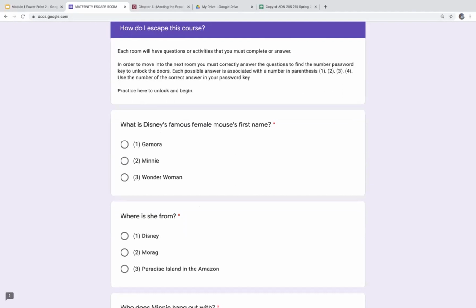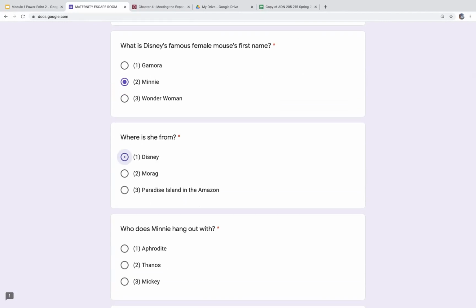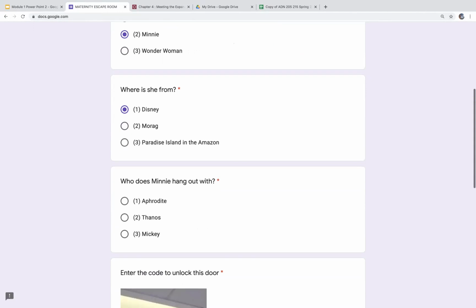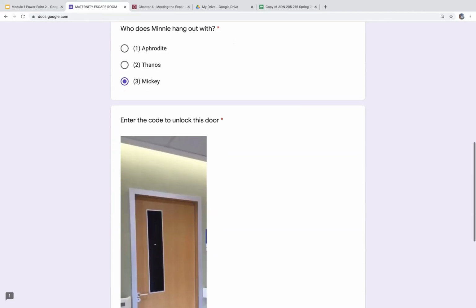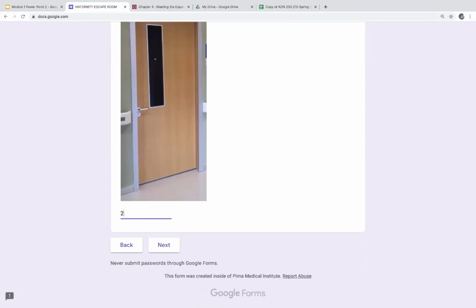Write down your answers. So if you're going to do these again in groups as well, write down your answers. What is Disney's famous female mouse's first name? You should say Minnie. So your answer, you're going to write down 2. Where is she from? Disney. So write down 1. Who does Minnie hang out with? Mickey. Write down 3. So now you should have written down 2, 1, 3. So you need to enter that code to unlock the door. So then we're going to put in here 2, 1, 3. And I'm going to just show you, say you got it wrong, 2, 1, 2.